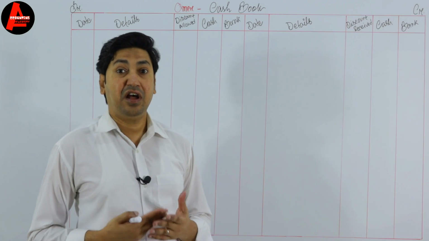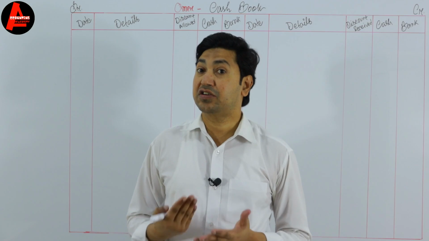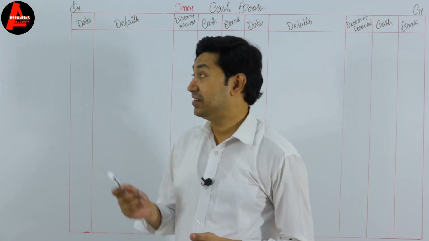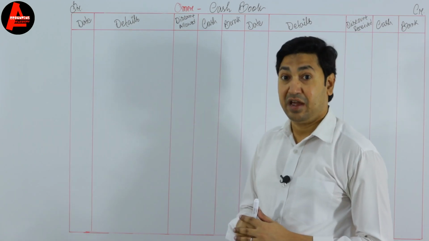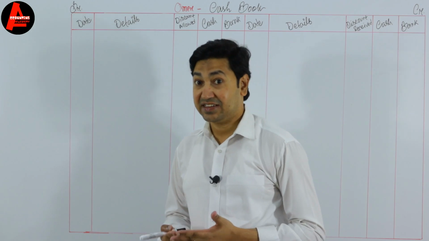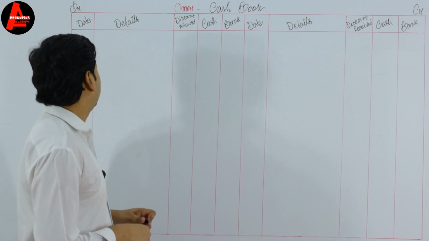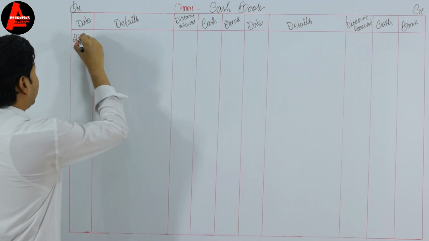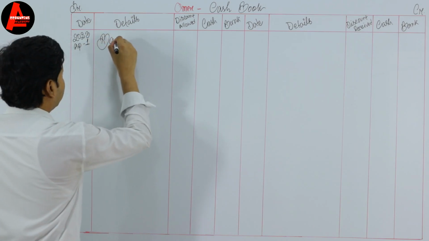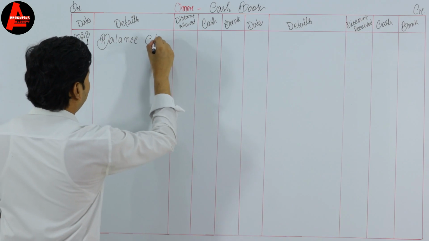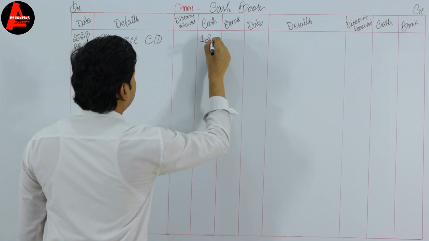On the question, the opening balance is already given. Cash balance will always be debited. So the opening balance of cash will always be on the debit side, because cash is an asset. An asset has a normal debit balance, you know, right? So here we will write the date first, 2023 April 1st. We will write balance carried down, c/d. In the question we have a cash balance of $120.